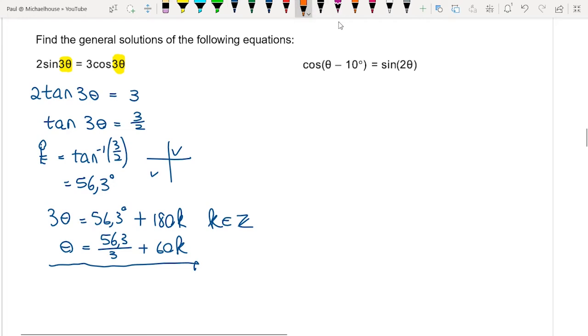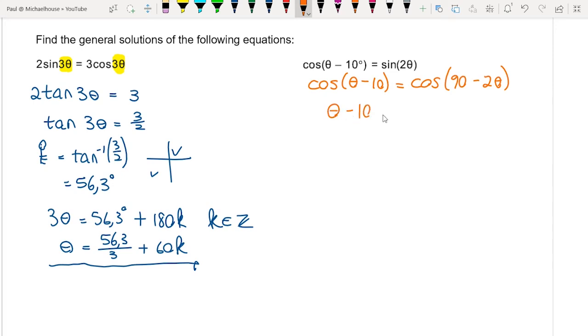The one on the right, completely different beast. We can't use our tan trick. We're going to have to either change this into sine or this into cos. Just to show you, I'm actually going to leave this one this time as cos of theta minus 10. And I'm going to change this one to cos of 90 minus 2 theta. Now when we've got cos equal to cos, the one possibility is that they are equal. In other words, that theta minus 10 is 90 minus 2 theta plus 360k.